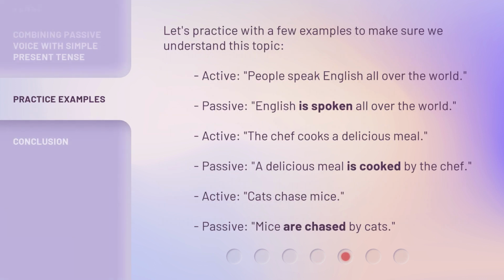Let's practice with a few examples to make sure we understand this topic. Active. People speak English all over the world. Passive. English is spoken all over the world. Active. The chef cooks a delicious meal. Passive. A delicious meal is cooked by the chef. Active. Cats chase mice. Passive. Mice are chased by cats.